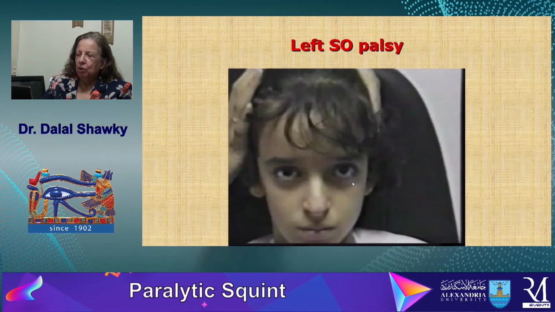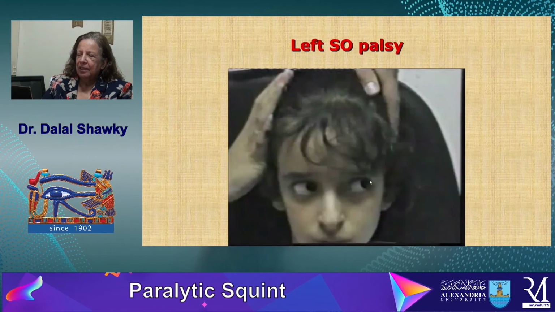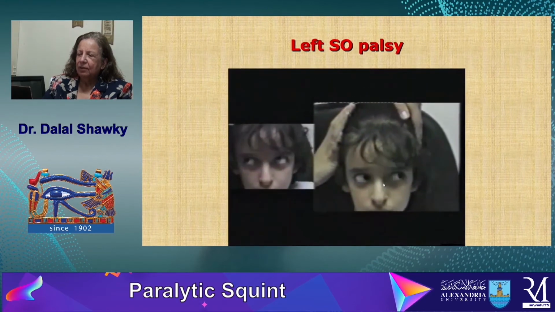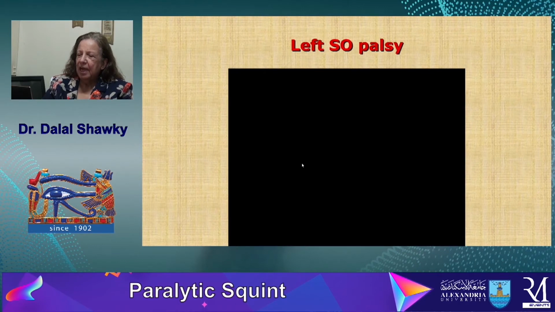But when looking to the left, the eyes are parallel. Compare this photo with this photo. There is hypertropia of the left eye in adduction.